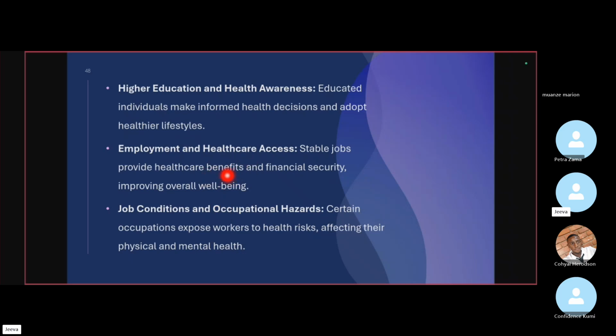Whereas when a person is employed, they will have a stable job. They have financial stability because they are earning something, and they will also get better healthcare benefits, so they can overall improve their behavior. People who have education know what is good for them. They can opt for a better lifestyle and make better decisions about their health. So that is how education and employment affect health. Is this clear? Is it clear?